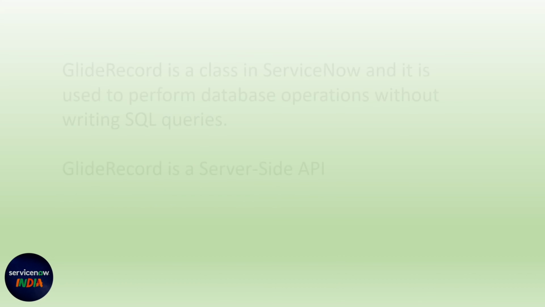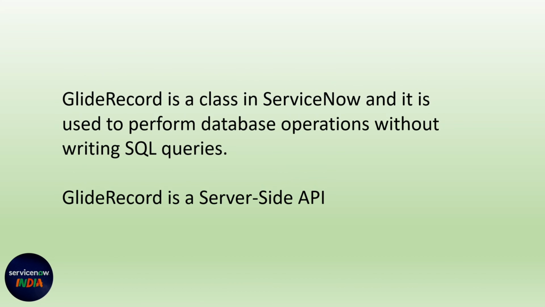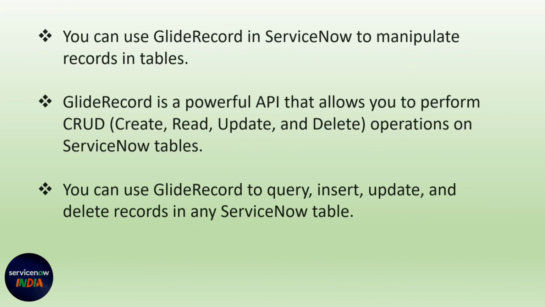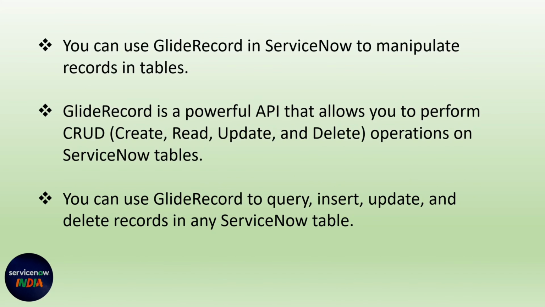It is a ServiceNow class used to perform database operations without writing SQL queries. Without using SQL queries, we can query the database, create a record, update a record, and delete a record. GlideRecord is used in ServiceNow to manipulate the records and tables. Manipulation is nothing but performing the CRUD operations: creating a record, updating a record, and deleting a record.